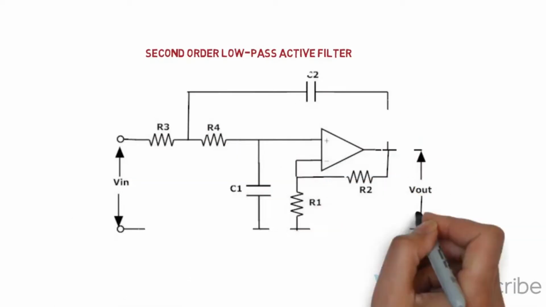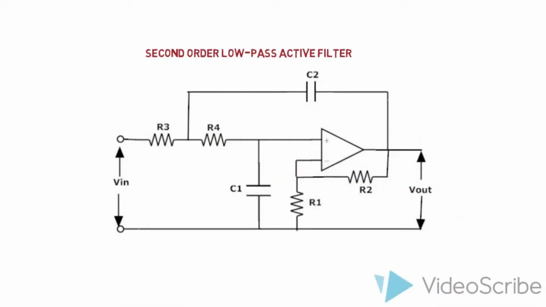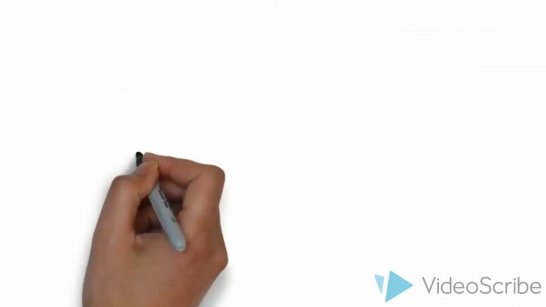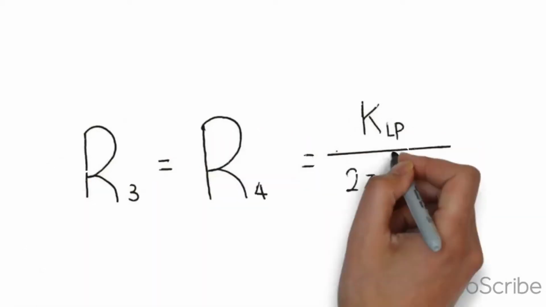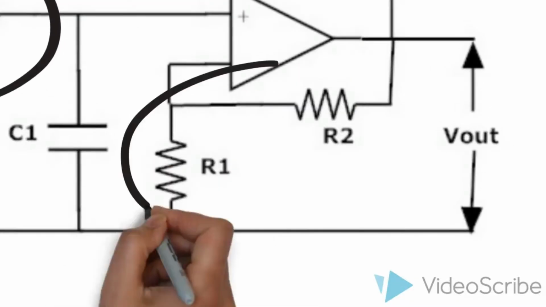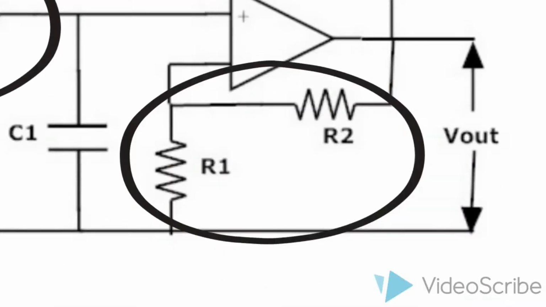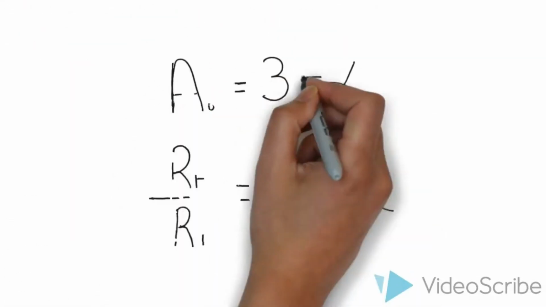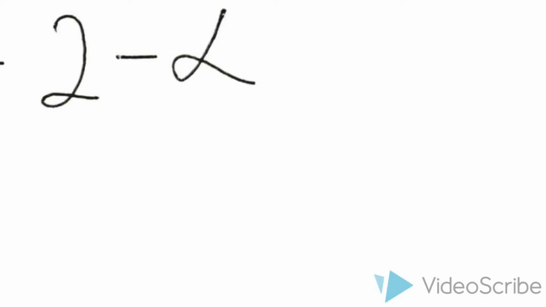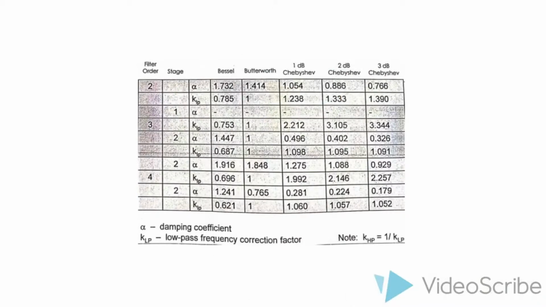The second order low pass active filter has two RC networks, which are R3, R4, C1 and C2. To find R3 and R4, you need to use the formula of KLP over 2 pi FHC. To find R1 and R2, you need to use the formula of A naught equals 3 minus alpha. In high order active filters, for the values of KLP and alpha, you need to refer to the table according to the filter type.